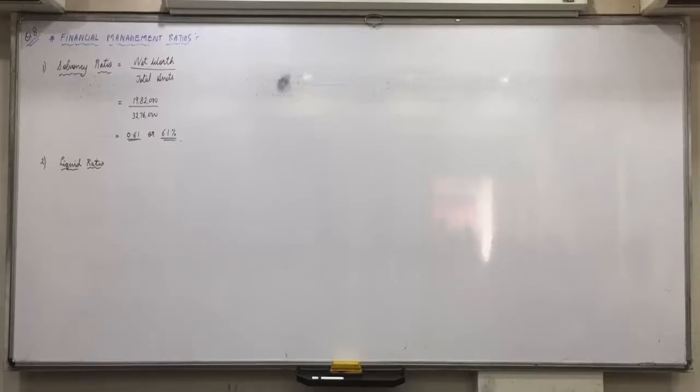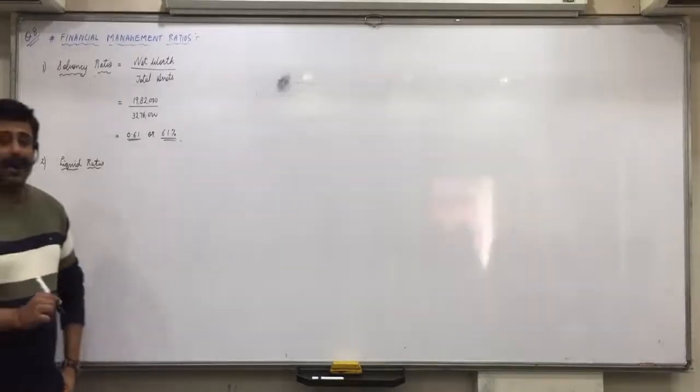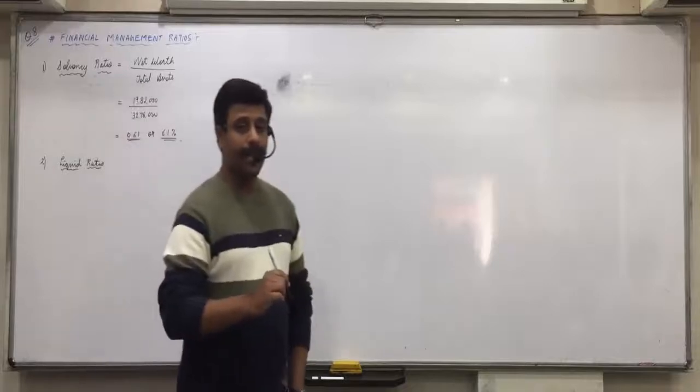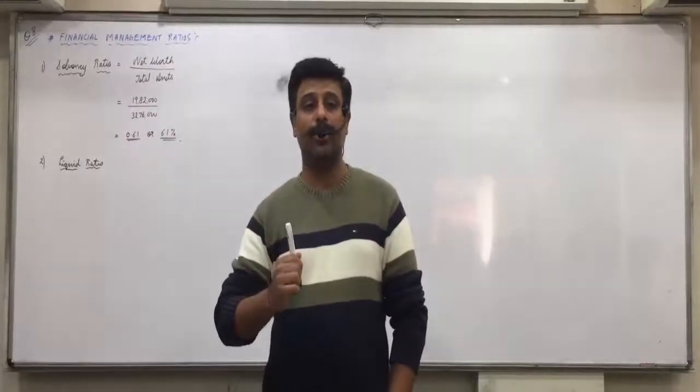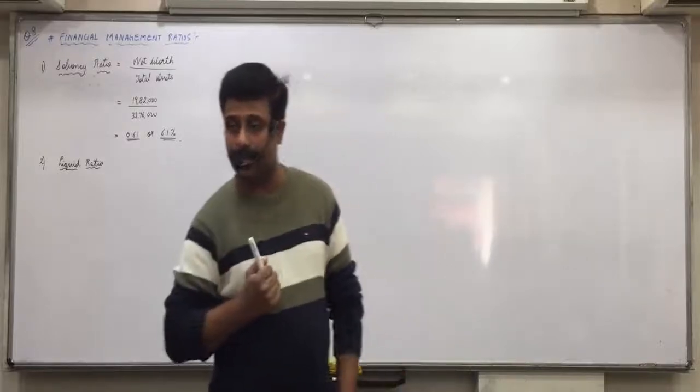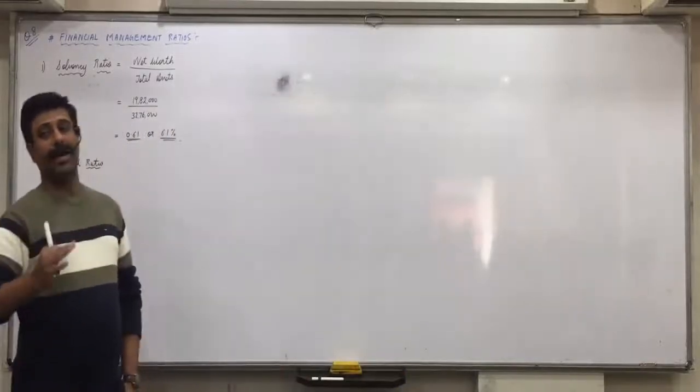No, they are not 4,000. I told you earlier also, if you remember, that current liabilities will also include the long-term loans which become due in the next 12 months. So now we have to first find that.